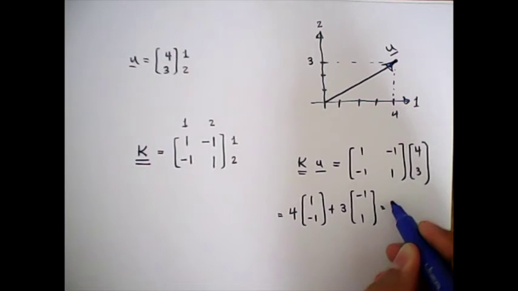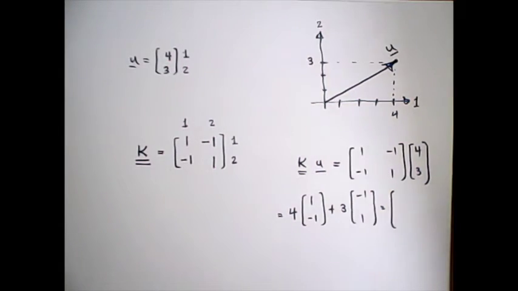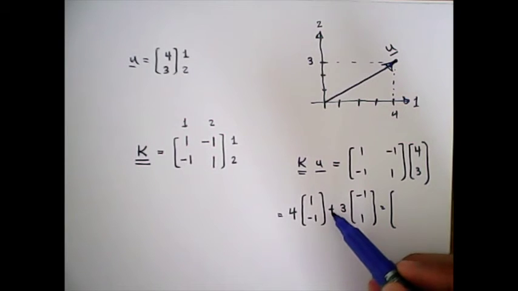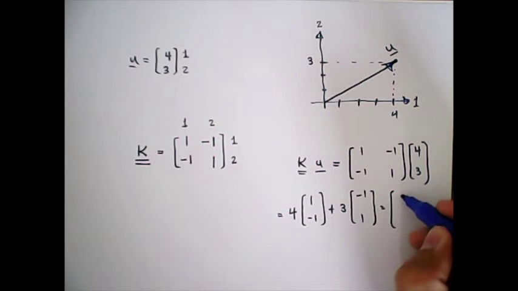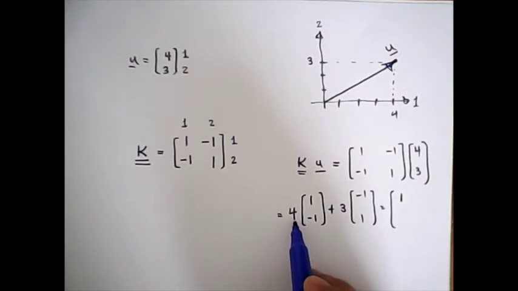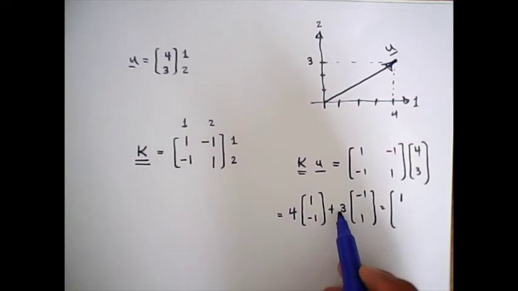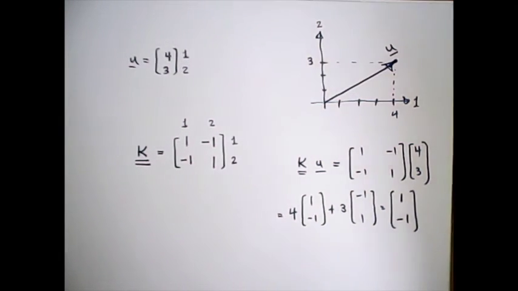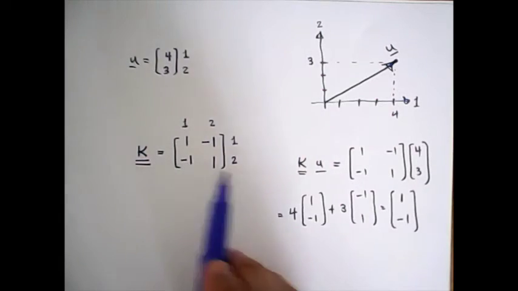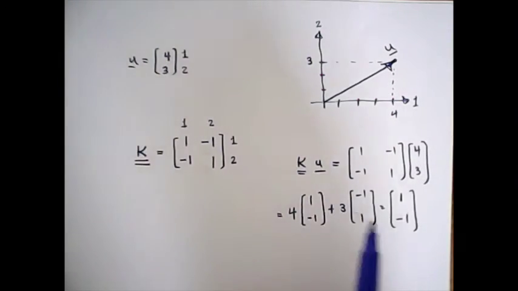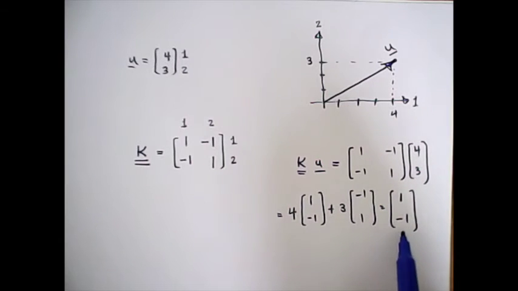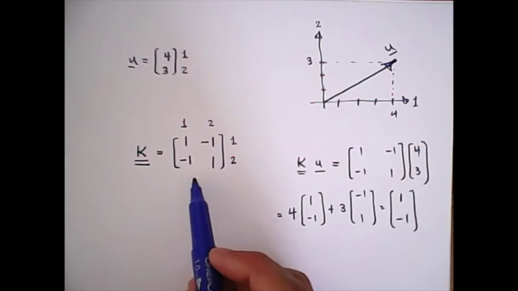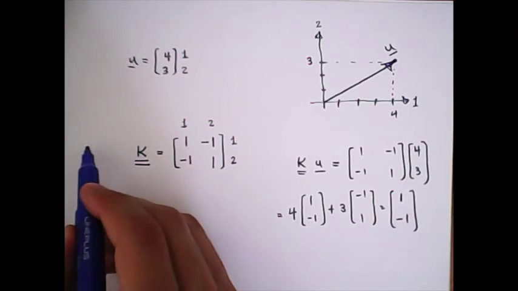Alright? Now I can figure out what the value would become. The value would be 4 plus minus 3. It ends up to be 1 here. And I will have minus 4 plus positive 3, that's minus 1. And there we have it. If I operate K on this U, I will end up having an answer such as this. It's going to be a vector. Okay. It turns out that matrices which look like this are generally called the stiffness matrix.